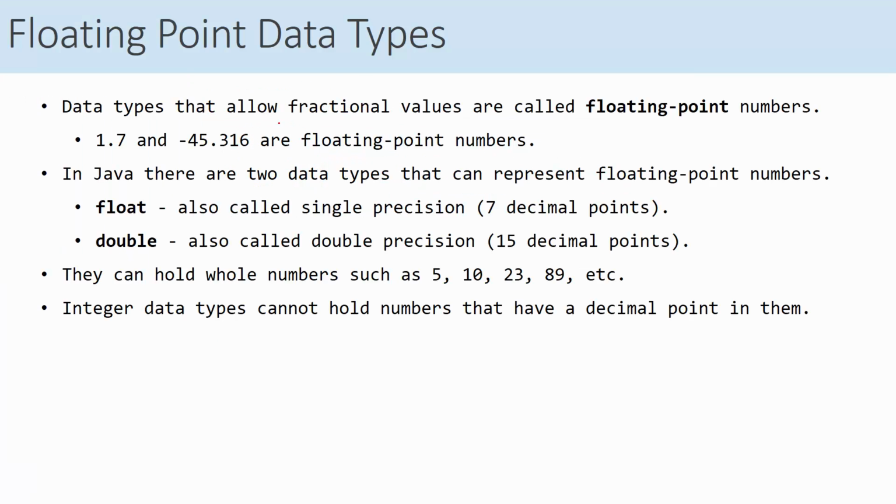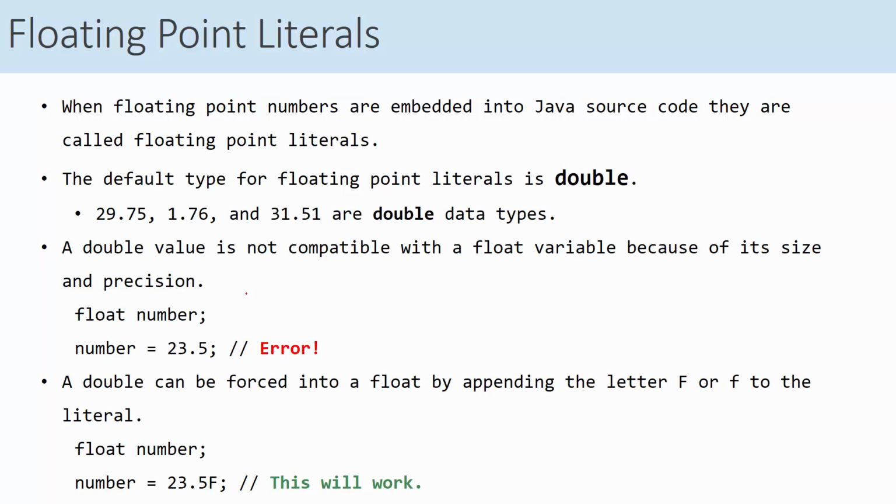In Java, we have 2 floating point data types. They both allow fractional values. We have float, which takes 4 bytes, and double, which takes 8 bytes. You need to pay attention when you use float, because the default type for any floating point literal is double. So this code will not work. You can say float number, but you cannot assign a floating point literal like this. You need to add the letter F if it's a float. Otherwise, you get an error.